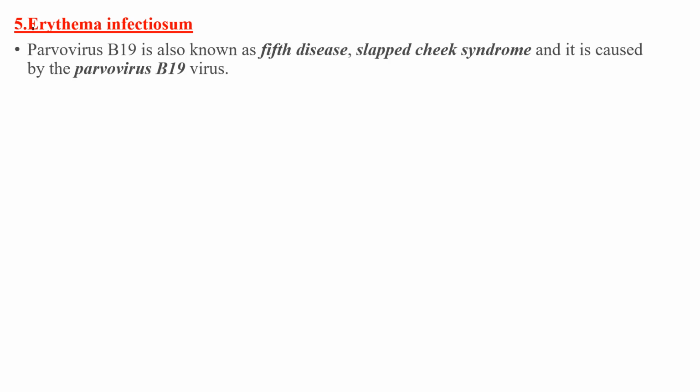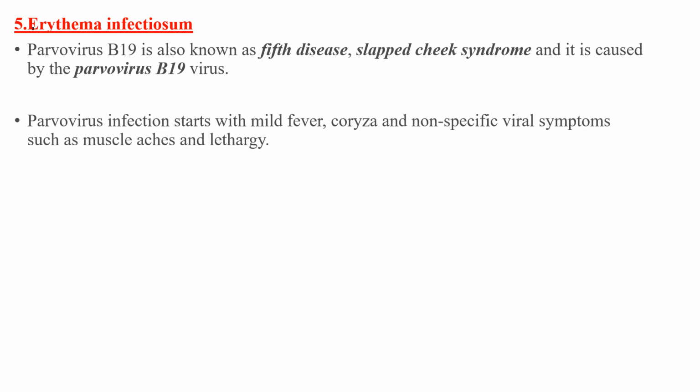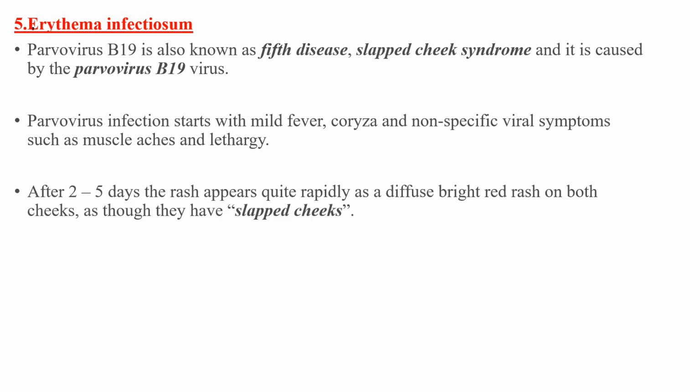The fifth disease is erythema infectiosum. Parvovirus B19 infection is also known as fifth disease, or slapped cheek syndrome, and it is caused by the Parvovirus B19 virus. Infection starts with mild fever, coryza, and non-specific viral symptoms such as muscle aches and lethargy. After 2 to 5 days, the rash appears quite differently as a diffuse bright red rash on both cheeks, as though they have slapped cheeks.